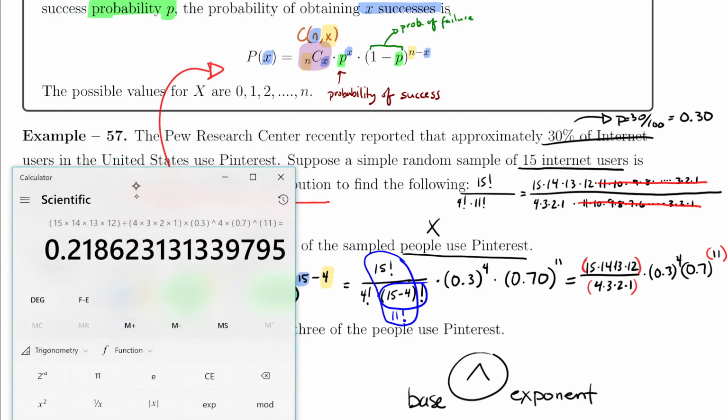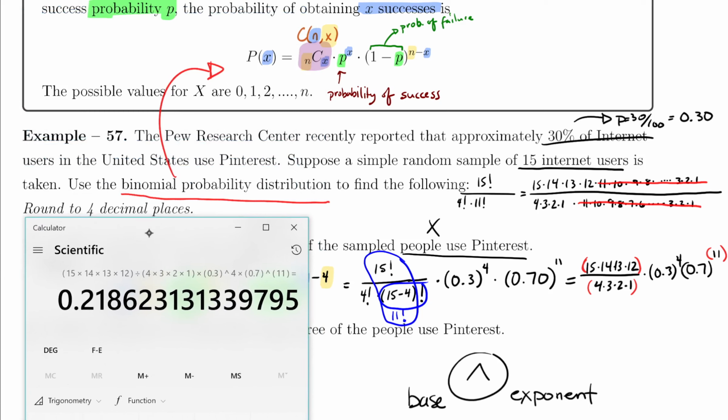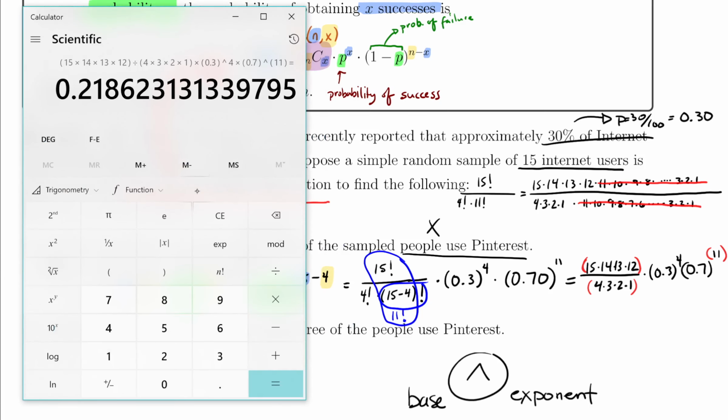Now, we were asked to round to 4 decimal places here. So looking at this number, think about how would you round it to 4 decimal places? Okay, we would go off to the 4th decimal, 2, 1, 8, 6. Okay, 6 is the 4th decimal. You look one past it. If it's 5 or greater, round up. If it's less than 5, stay the same. It's a 2, so we stay the same. This is 0.2186.